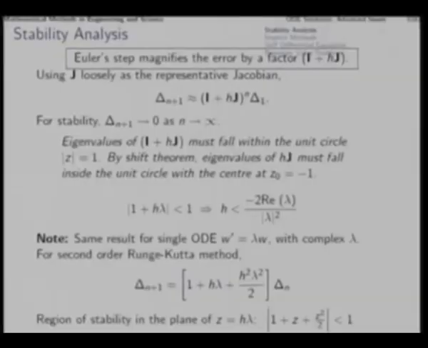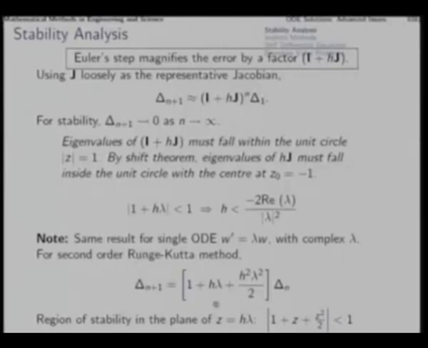So, the same result you will get if rather than the matrix vector equation system, you consider a single ODE which is w prime equal to lambda w, allowing lambda to be complex. Now, the way we got this result from the first order method, that is Euler's method, for the second order Runge-Kutta method, we will get a similar relationship in which this expression will appear for lambda, which earlier for the Euler's method was 1 plus h lambda. Here it will be a quadratic factor.